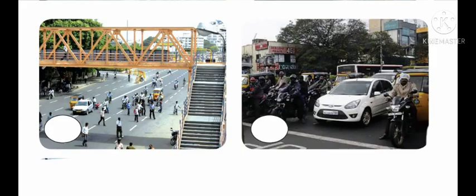In this picture, if you see, many people are walking on the road even though there are so many vehicles. They are not using foot over bridge. So this is the wrong action. In the next picture, if you see, all the vehicles are stopped on the road when the road signal is given to stop. So this is the right action.